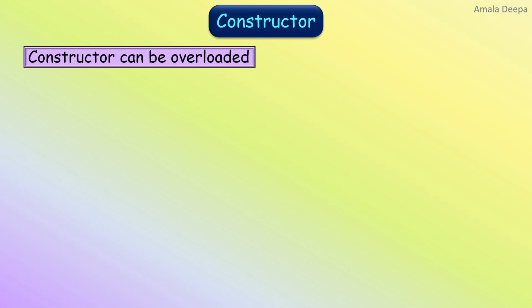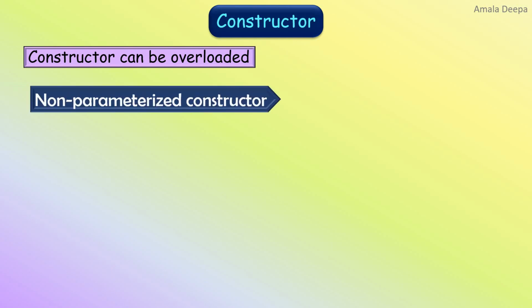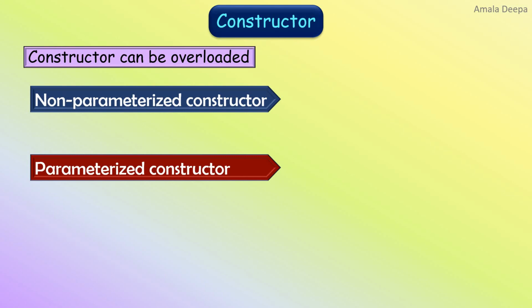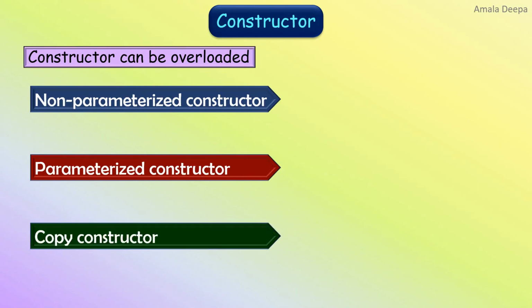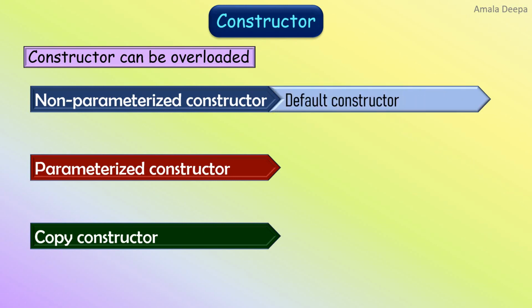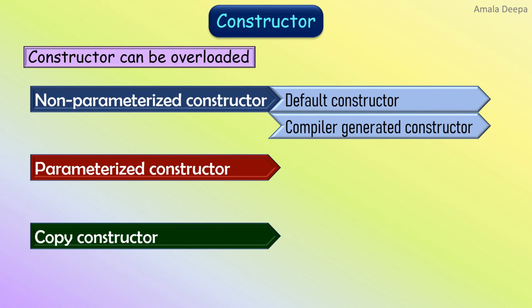Constructors are of three types: non-parameterized constructor, parameterized constructor, and copy constructor. Non-parameterized constructor is also called default constructor or compiler generated constructor.